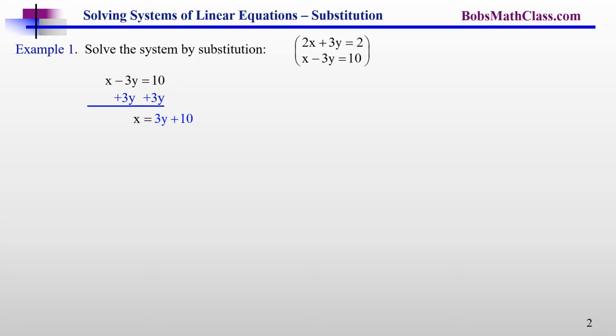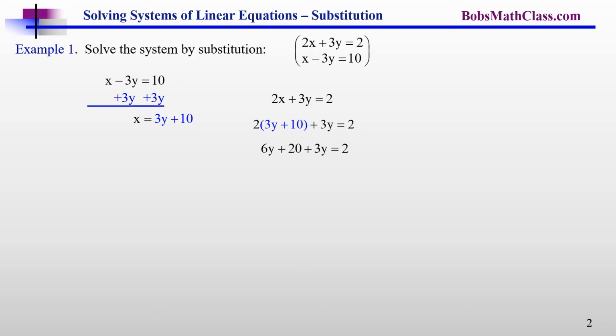So now here comes the substitution part. We're going to substitute the x in the top row with 3y plus 10. Right? x is equal to 3y plus 10, so you go to the other row, which is the top row, and wherever you see an x, you replace it with 3y plus 10. Now we can distribute and solve that equation because there's only one variable in that equation. The only variable is y.